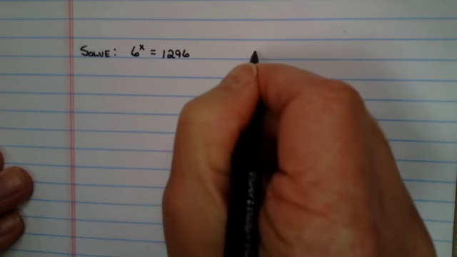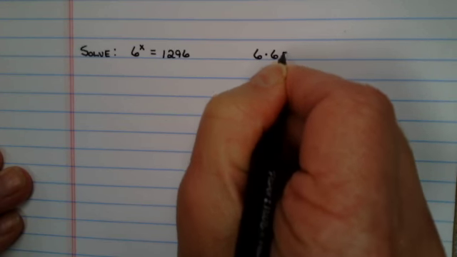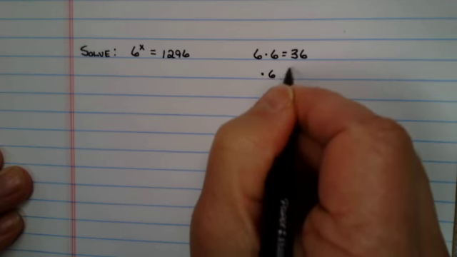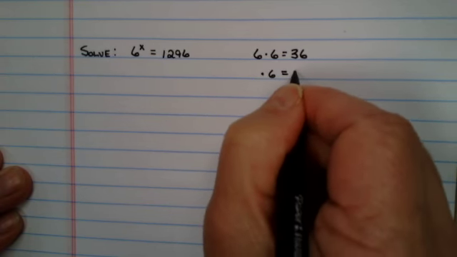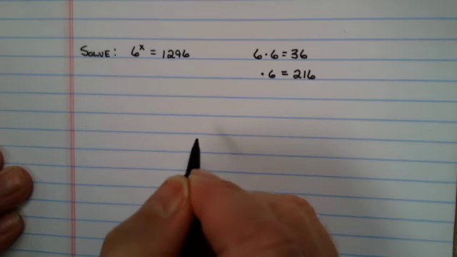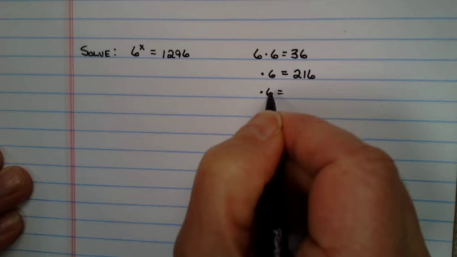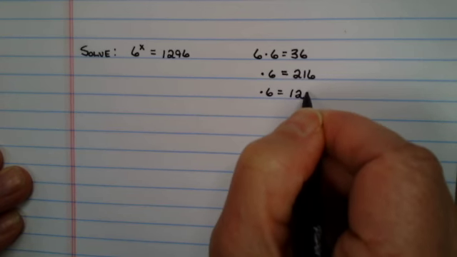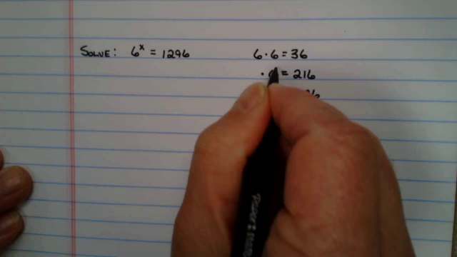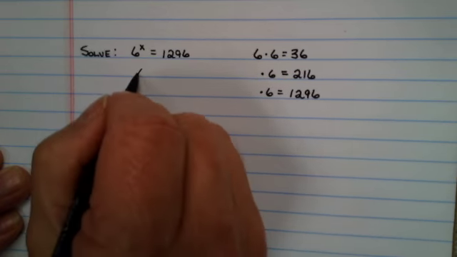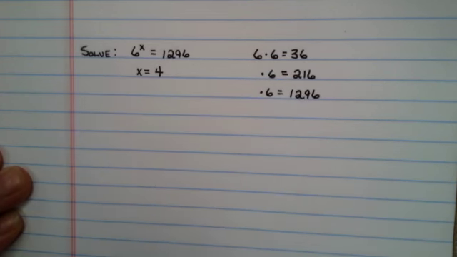How many 6s do I need to multiply together to get this number right here? I start multiplying 6s together. 6 times 6, 36. Times 6, 36 times 6, 216. Times 6, 216 times 6 is 1,296. How many 6s do I need to multiply together to get this number right here? That exponent is going to be 4.